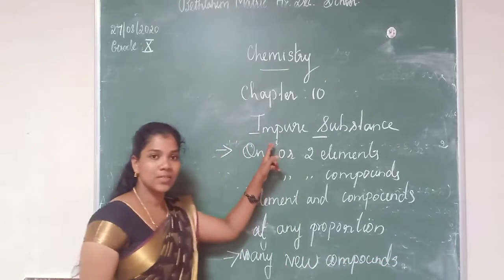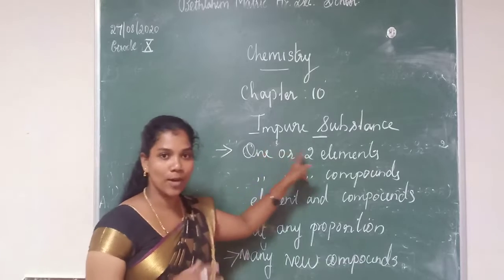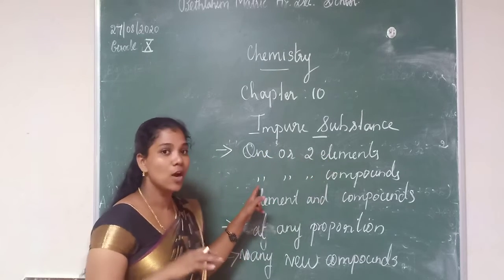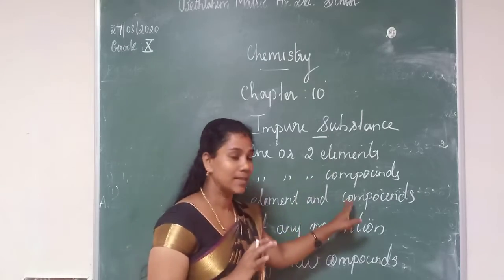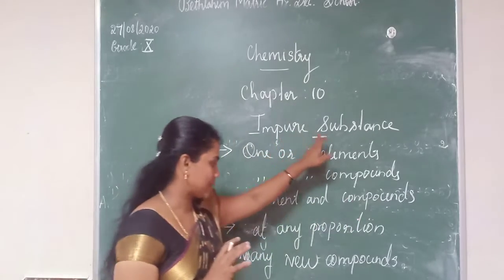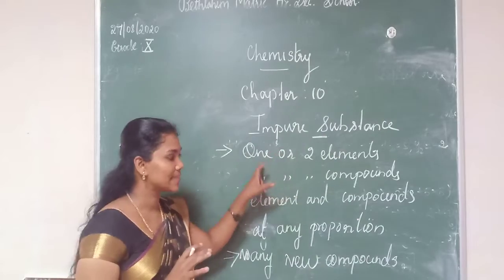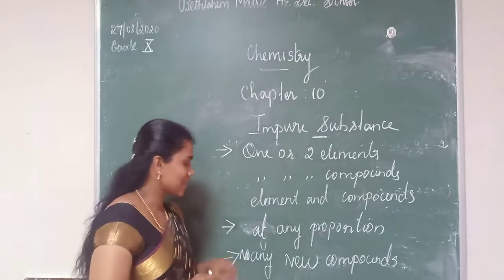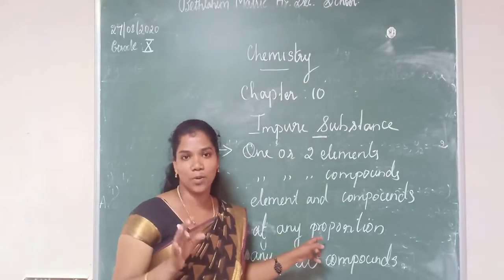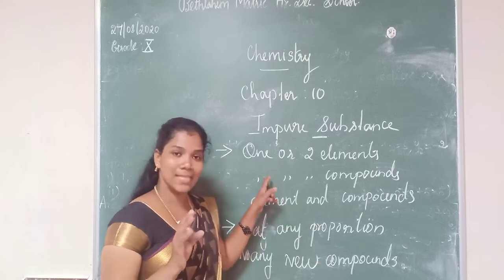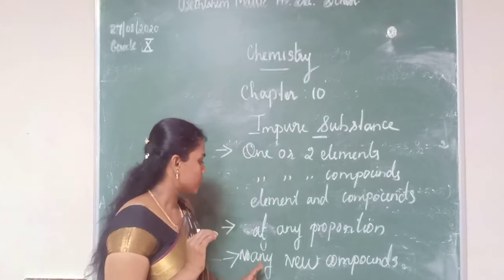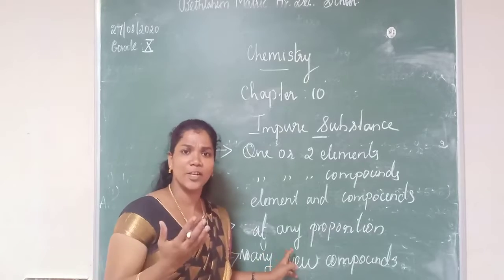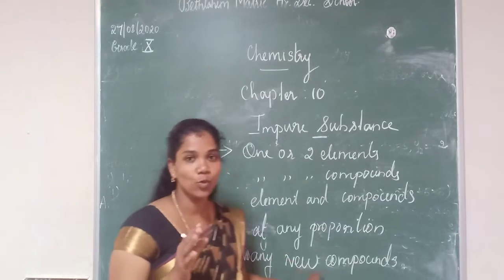So, what is impure substance? It is a combination of one or more elements, or one or more compounds, or when we combine element and compound, they also form an impure substance. These compounds or elements combine with each other at any proportion. There is no fixed proportion for combining these substances. It is physically combined at any ratio, and since they combine in any ratio, there is no formation of any new compounds.